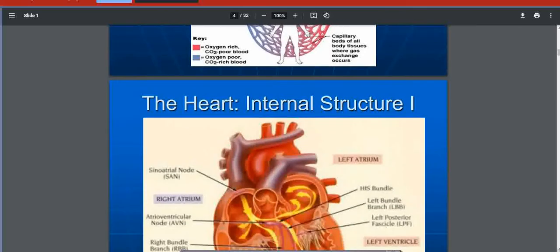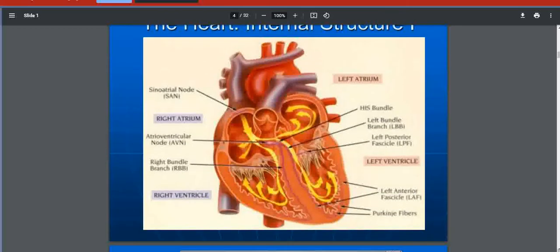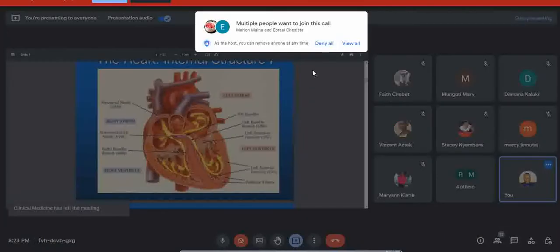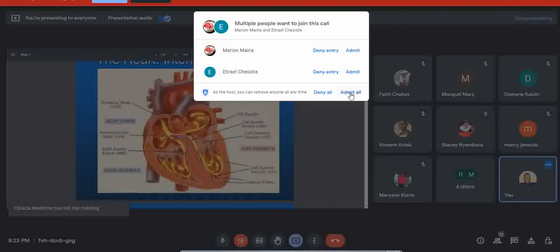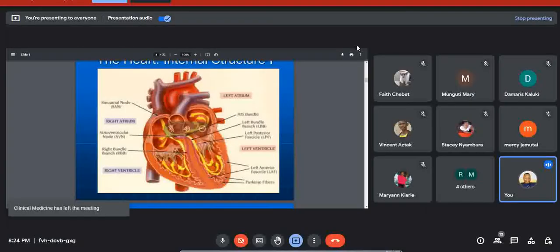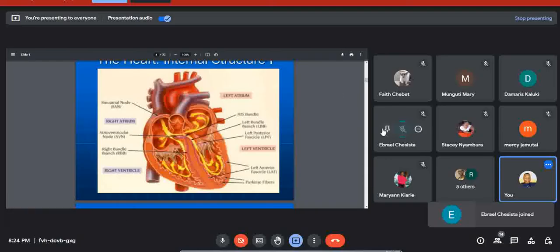So let's check on the internal structure one. From your screen, I'm sure you are able to see this. Are you able to see what I'm presenting from your screen? Anybody to say anything? Are you able to see my presentation? Hello?